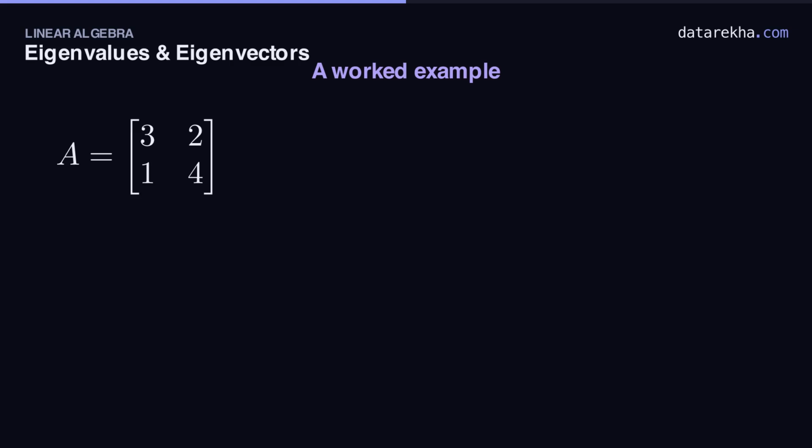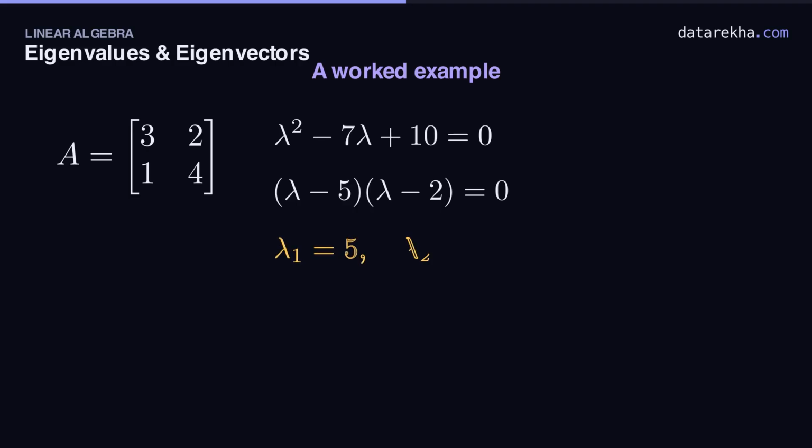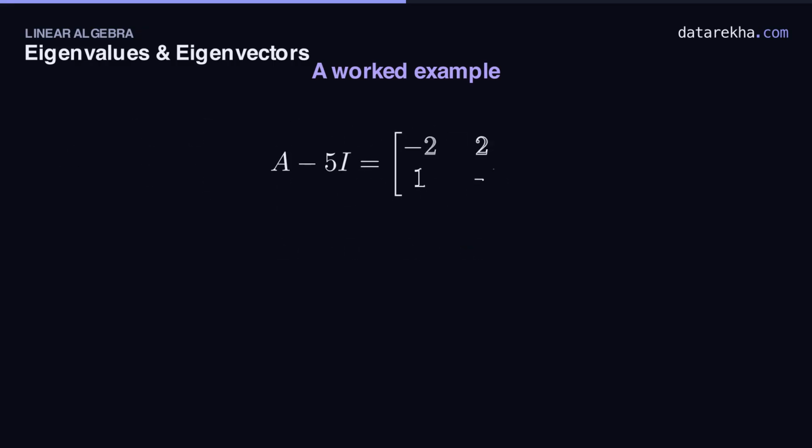Let's make it real. Here is a concrete matrix. Trace is 3 plus 4, 7. Determinant is 12 minus 2, 10. So the characteristic equation is lambda squared minus 7 lambda plus 10. That factors cleanly, giving two eigenvalues, 5 and 2. Quick check. They add to 7 and multiply to 10. Both correct. Now the eigenvectors.